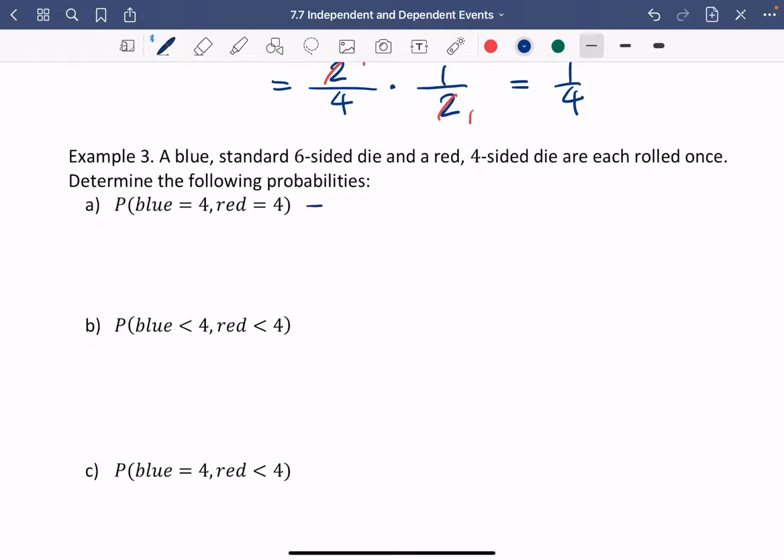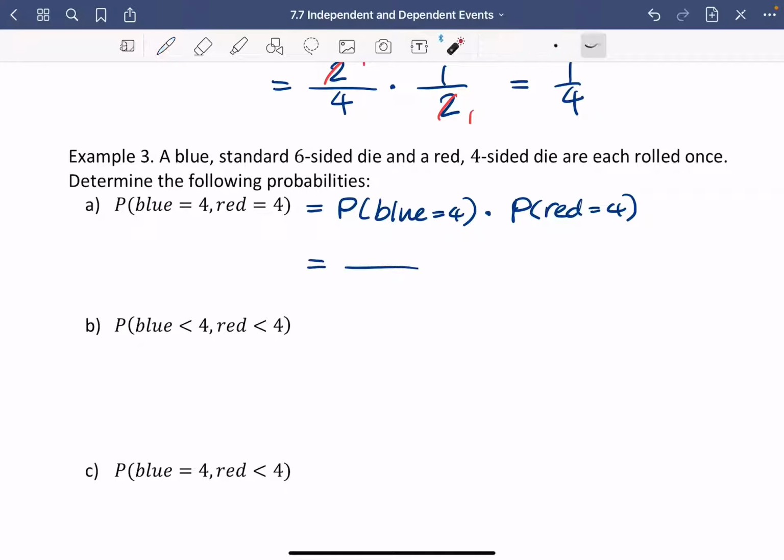So the first one says you want blue equal to 4 and red equal to 4. So it's the same as saying the probability of the blue equal to 4 times the probability of red equal to 4. Now, how many outcomes are there for the blue die? Well, it's a 6-sided die, so the total outcome is 6. And what's the probability of getting 4? How many 4s are there in a 6-sided die? Well, there is only one 4, so it's 1 over 6.